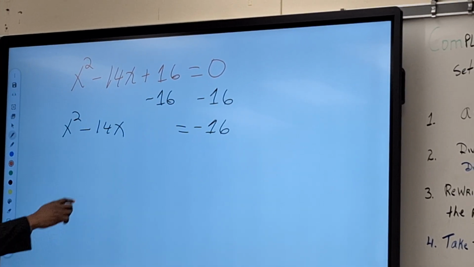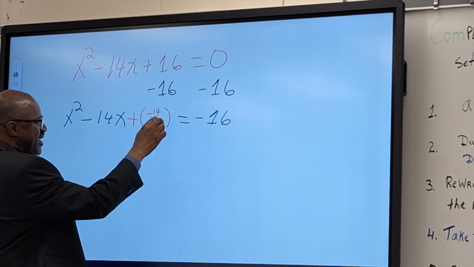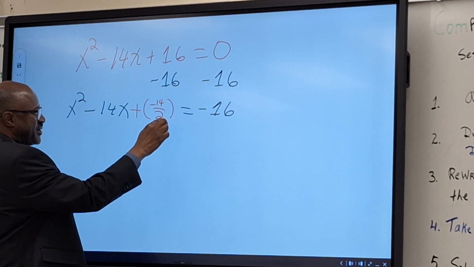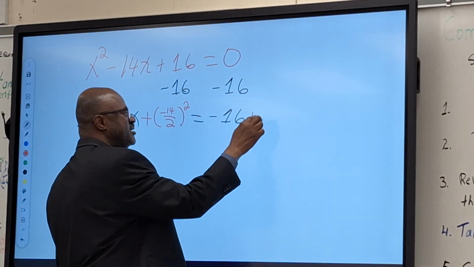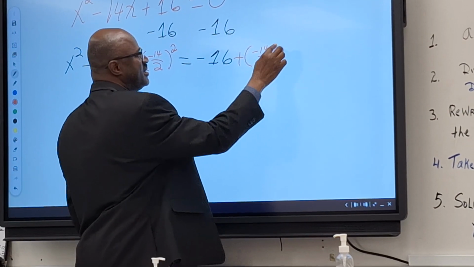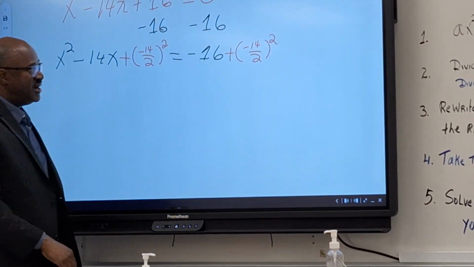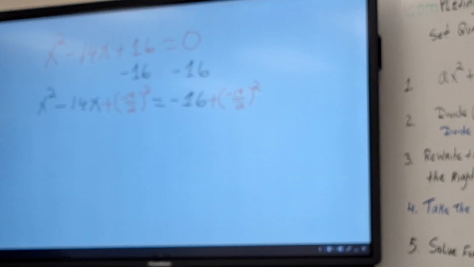What is it? Negative 14 divided by 2. Then I must do what to it? Square. Whatever I do on one side, I must do on the other side, otherwise the equation is not balanced. And from there on, we just go with it, right?